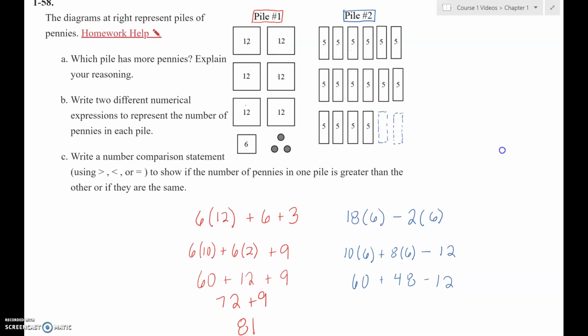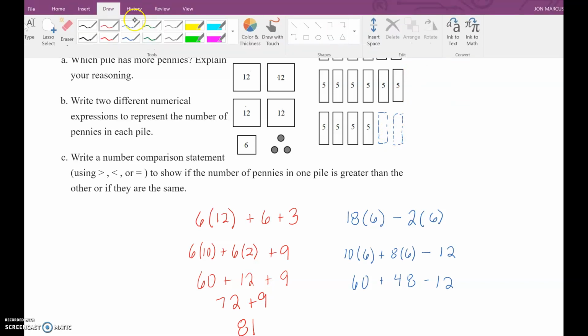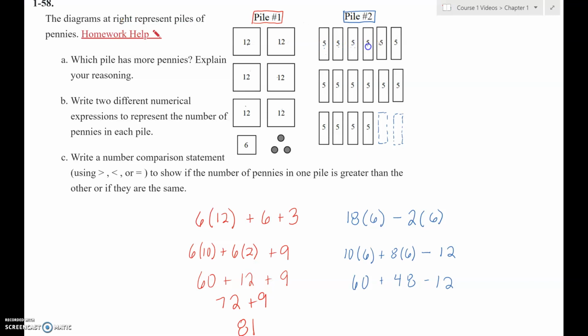81 for pile 1. And then for pile 2, I noticed that there were all these groups of 5, and there were kind of like 2 missing groups here. So I counted and I said, well, there's 1. Let me get the blue. There's 1, 2, 3, 4, 5, 6. And there's 3 rows almost. So I said 6, 12, 18. That there were 18. I'm glad I counted that.